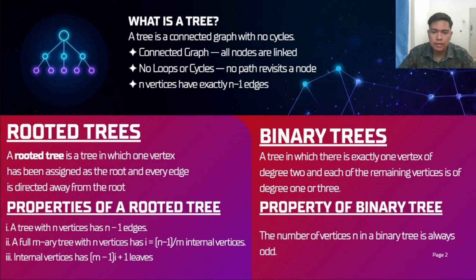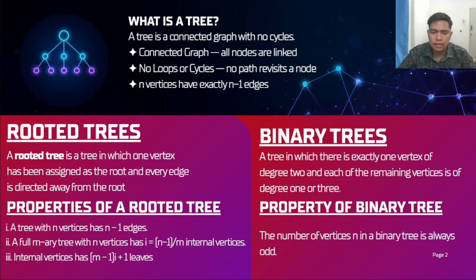Before we go deeper, let's understand what a tree is in discrete mathematics. A tree is a connected graph that contains no cycles. This means all vertices are connected and there is no path that returns to the same node.